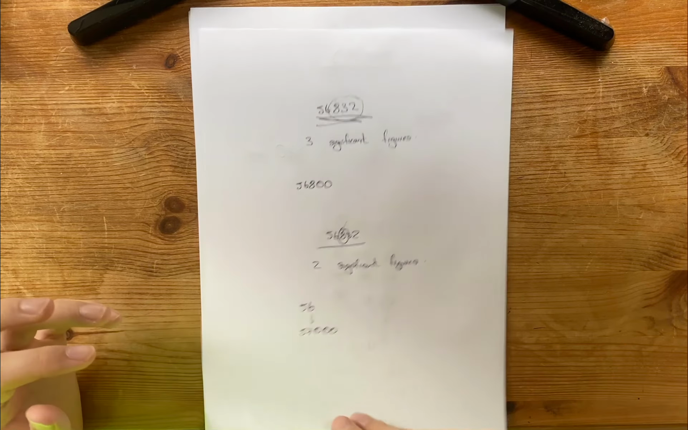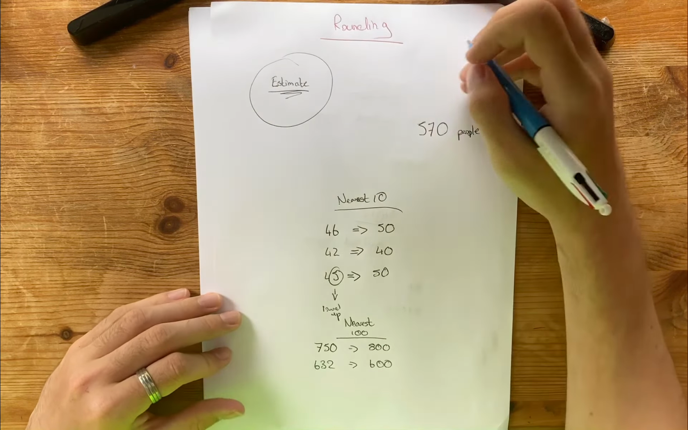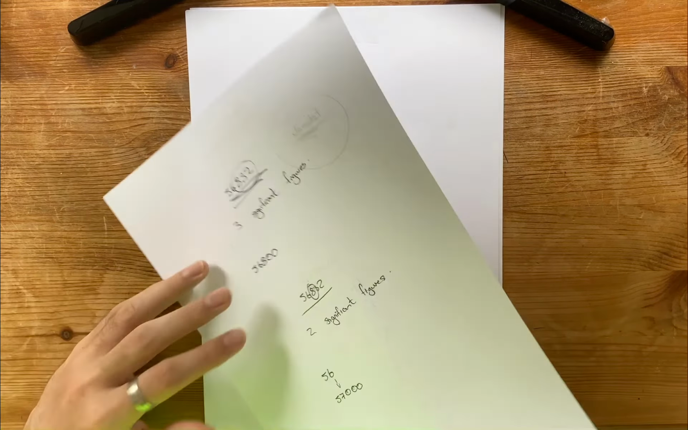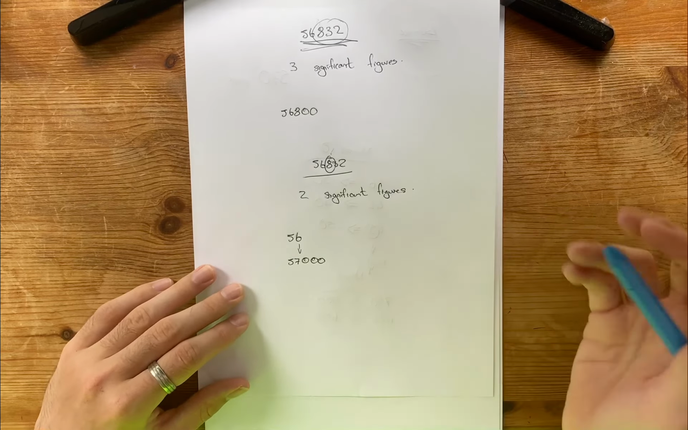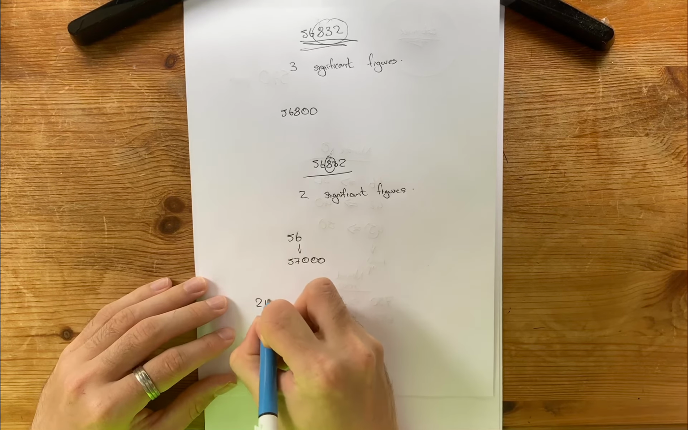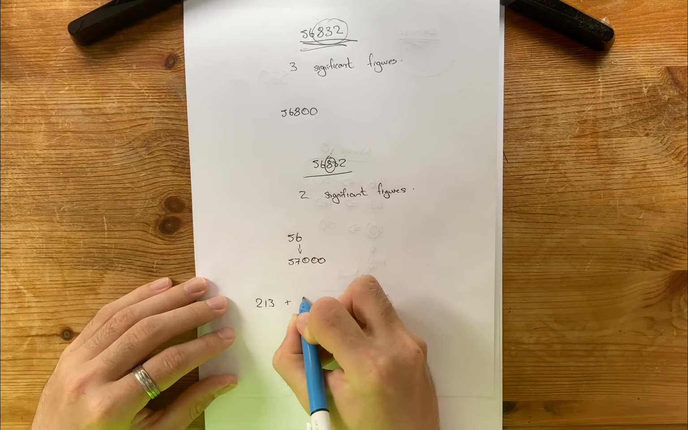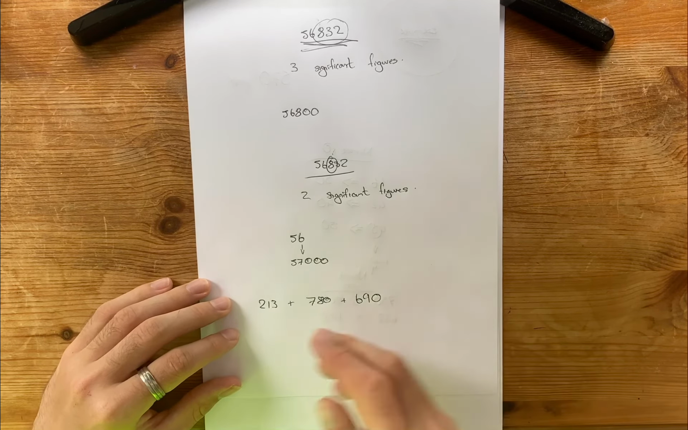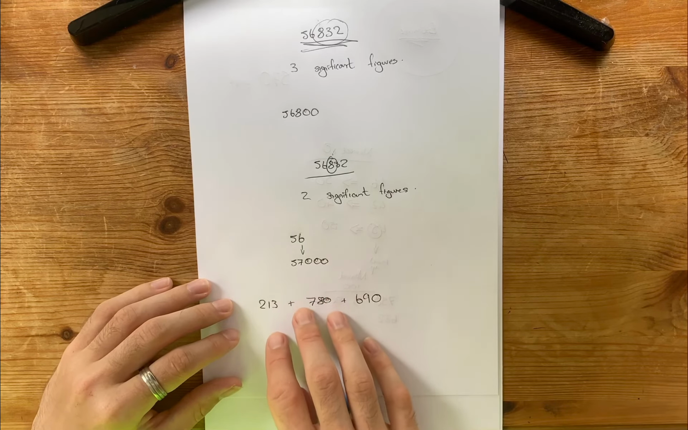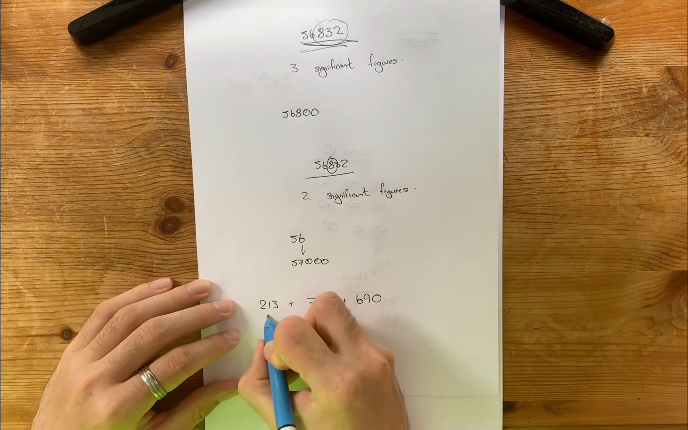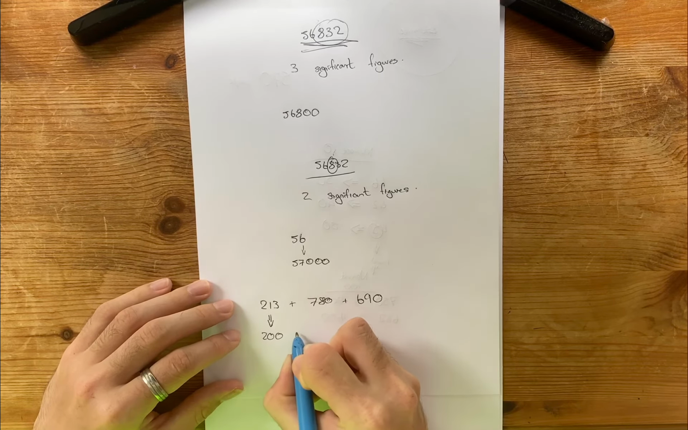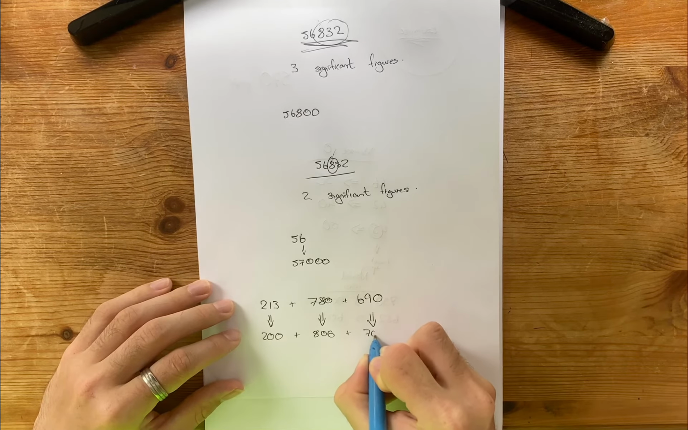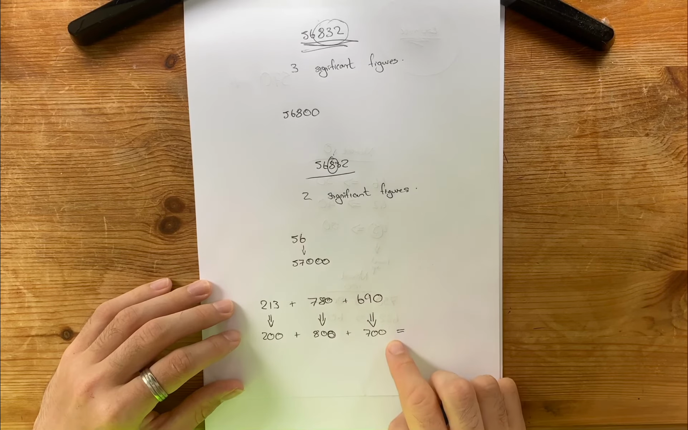But the most important thing to take from this is this idea of estimation, and to be able to get a good idea. So one process that you might do, say if you had numbers such as, let's take random numbers, 213 plus 780 plus 690. Okay. And we want to get a good estimation of this. So let's round each to the nearest 100. If we round 213 to the closest 100, it's just 200. 780 would become 800, and 690 would become 700.